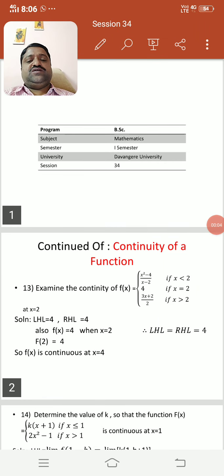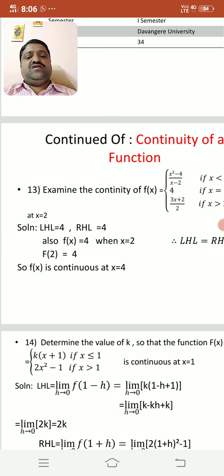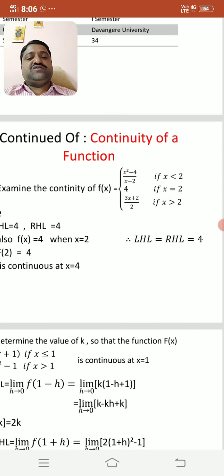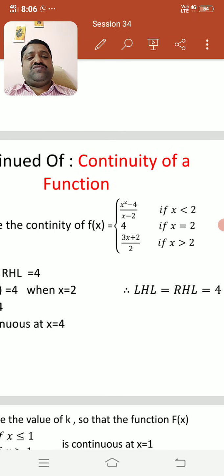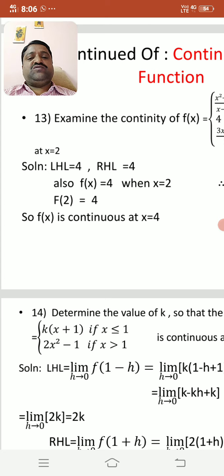Continued session 34. Continuity of a function. Example 1. Examine the continuity of f of x is equal to x square minus 4 divided by x minus 2 if x less than 2, 4 if x is equal to 2, 3x plus 2 divided by 2 if x greater than 2, at x is equal to 2.